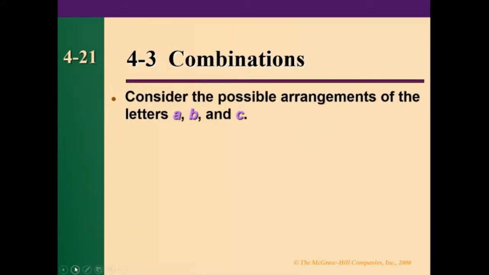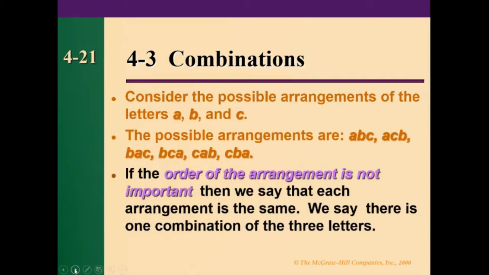Okay, proceed naman tayo sa combination. Consider the possible arrangements of letters A, B, and C. So the possible arrangements are ABC, ACB, BAC, BCA, CAB, and CBA. If the order of the arrangement is not important, then we say that each arrangement is the same. We say there is one combination of the three letters.